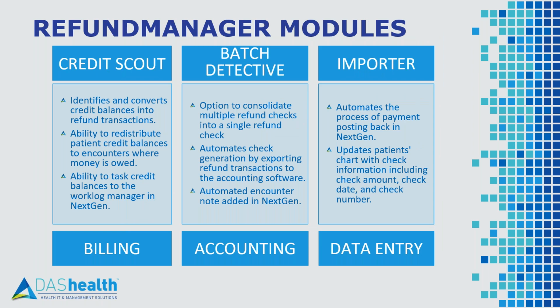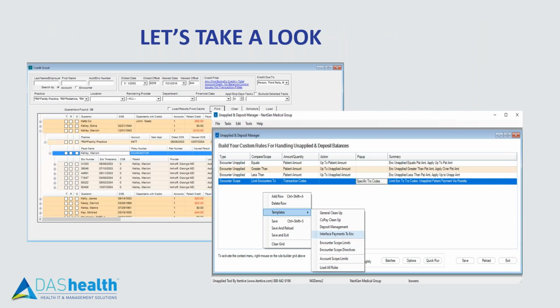You'll see 3 modules in the demonstration: the Credit Scout module, the Batch Detective module, and the Import module. Credit Scout module is one that finds all the credit balances, allows you to take action on those credit balances, whether to apply the credit to an encounter that has an open balance on it, or distribute that credit, or you want to issue a refund. The Batch Detective is the one that brings the refund information over to the accounting application, and then the Import module is the last module that you'll see in the demonstration, and that brings the refund information, printed check information back over to NextGen and updates the account there. So with that, I'm going to turn it over to Joe, and Joe's going to take you through a demonstration, and we'll answer questions at the end.